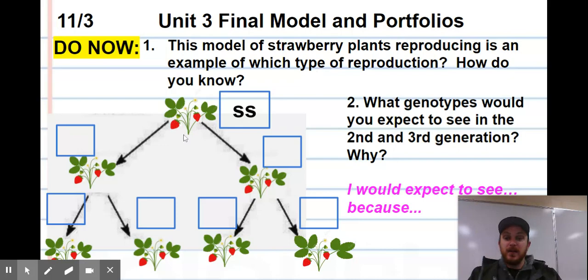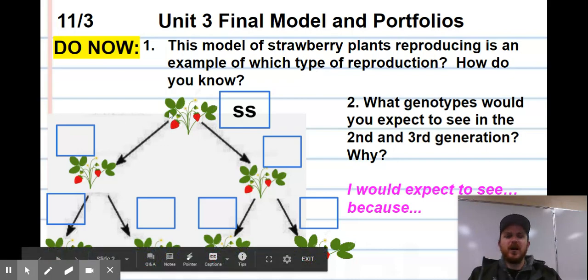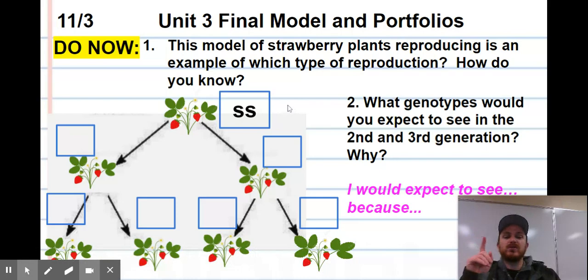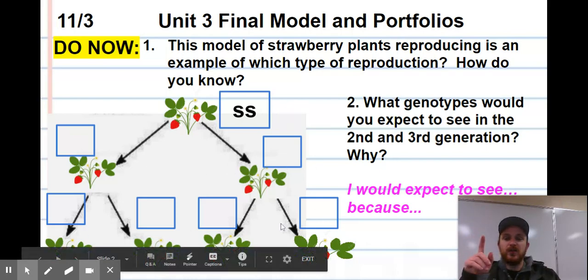This is a model of strawberry plants reproducing. Is this an example of asexual or sexual reproduction? How do you know? That's for number one. And number two, once you've answered number one, you should know what genotypes you would expect here in the second and in that third generation. What would you expect to see and why?